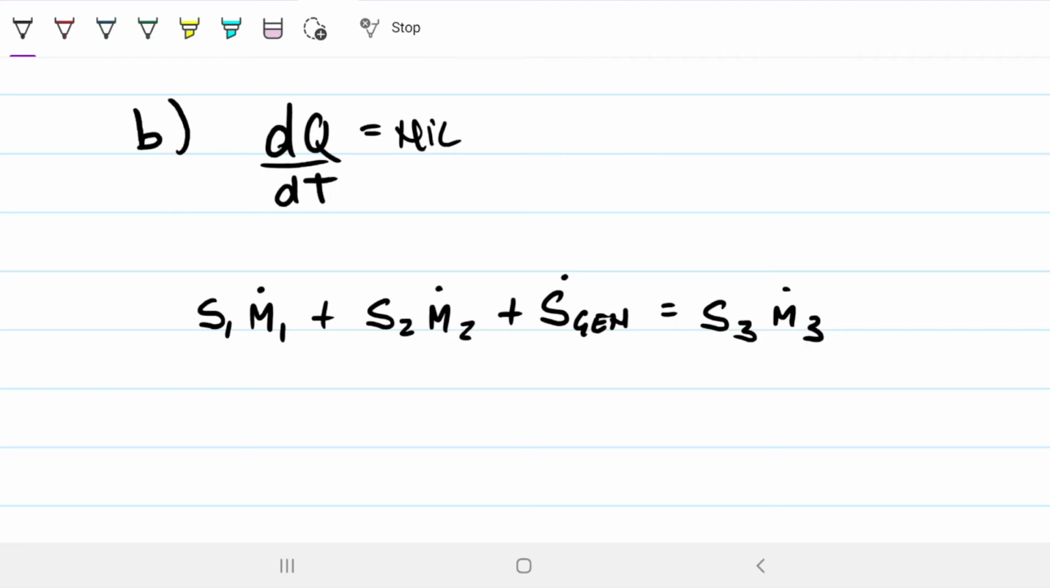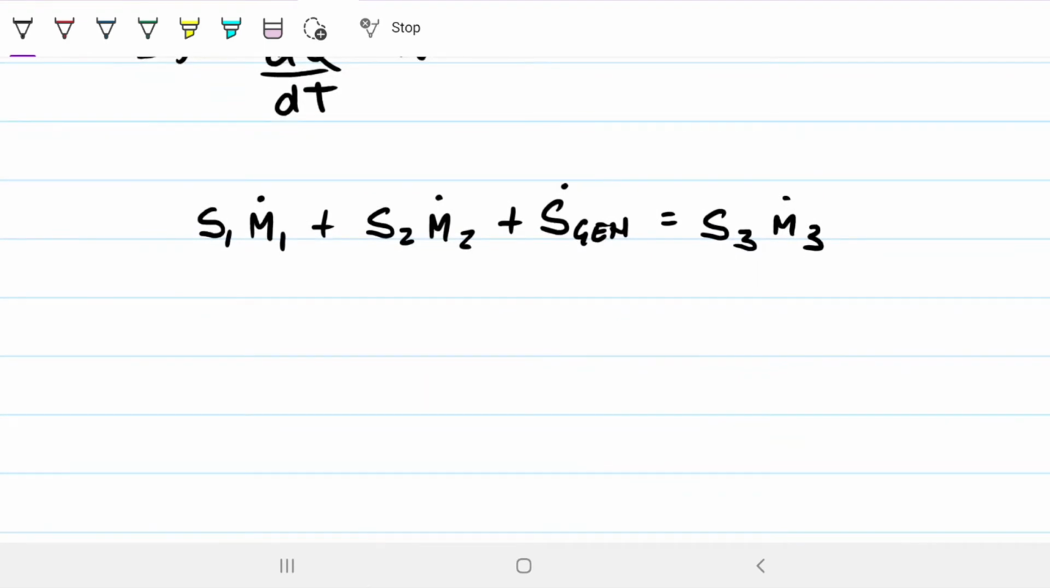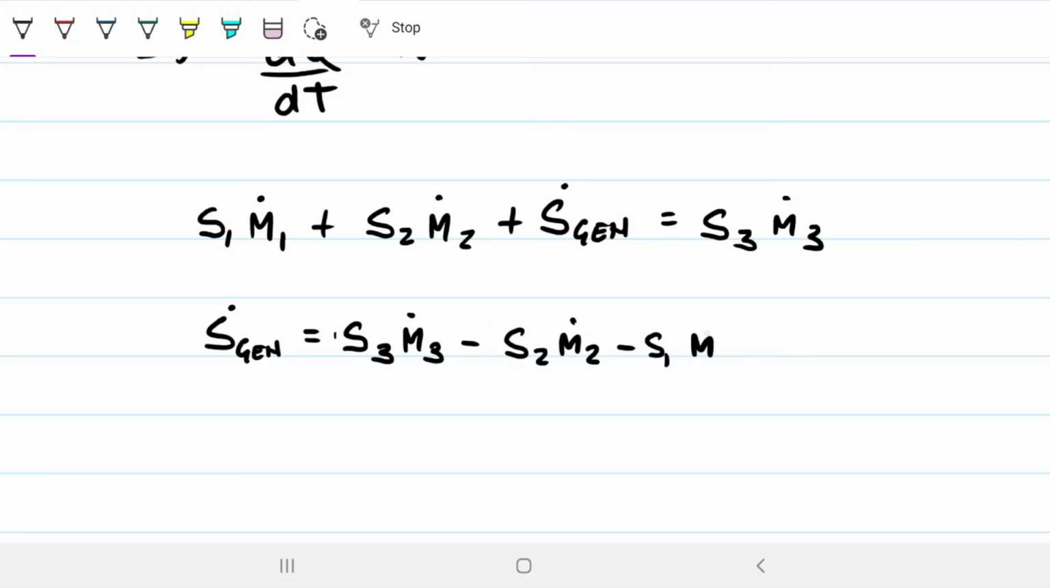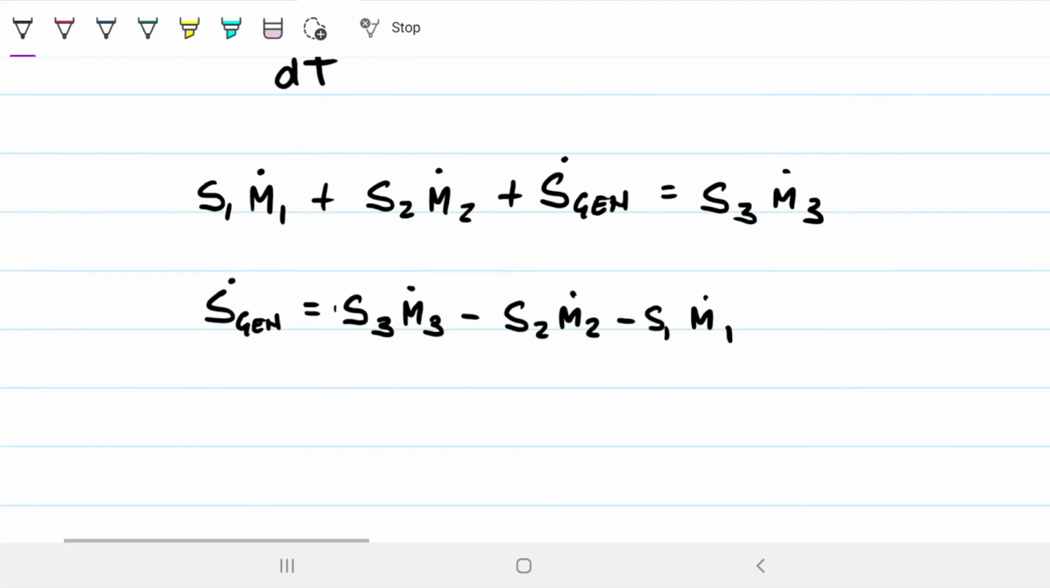And we have everything, right? We have the masses, yes, we have the entropies, we grabbed already, so all we're missing is Sgen. So Sgen as a rate will just be my S3 M3 minus S2 M2 minus S1 M1. We have all the values, we do. Cool, plug and play.